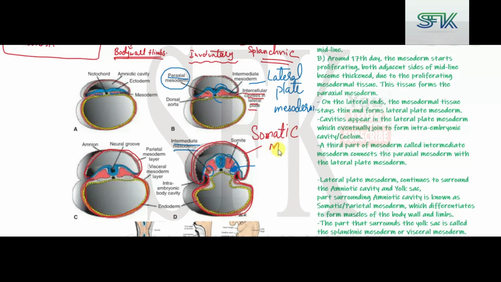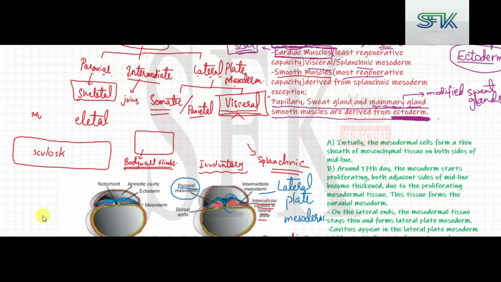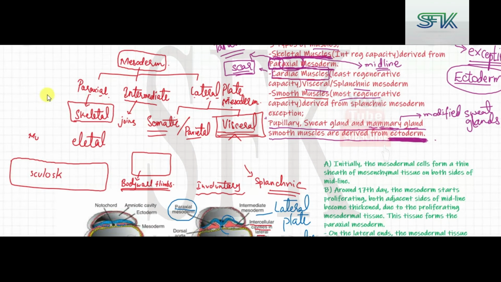Somatic mesoderm or the parietal mesoderm, whereas the lower part that surrounds the yolk sac is known as the splanchnic mesoderm or the visceral mesoderm. So see how the classification is now coming together. Okay, so we first started out from the mesoderm.